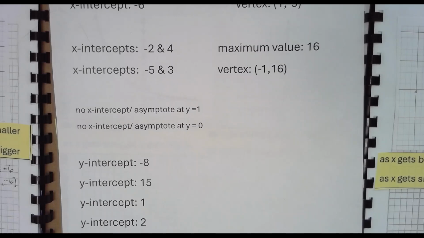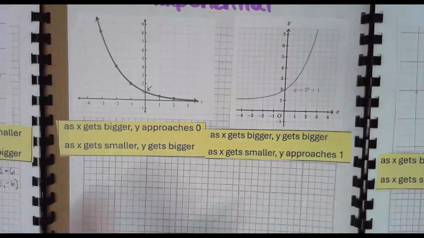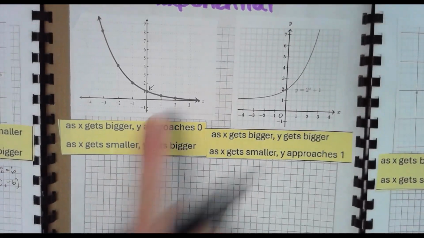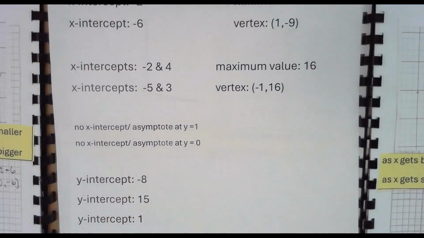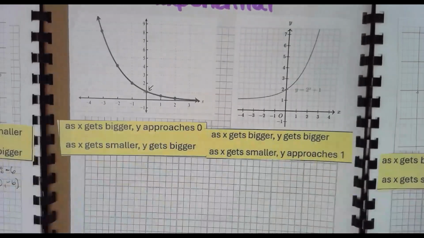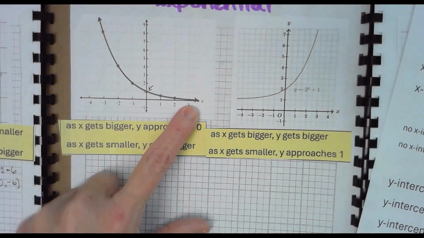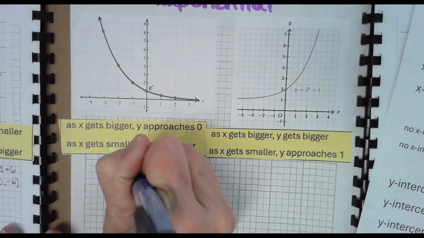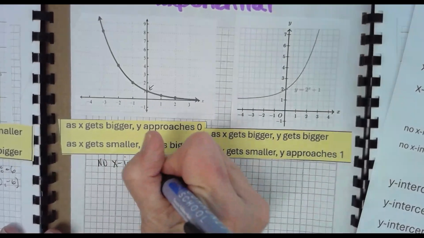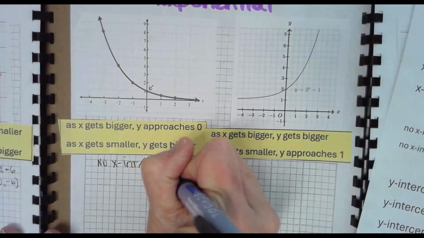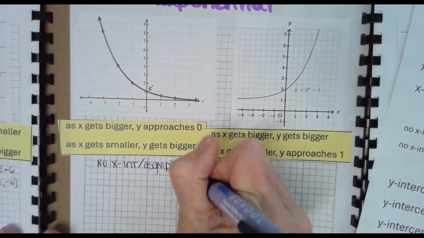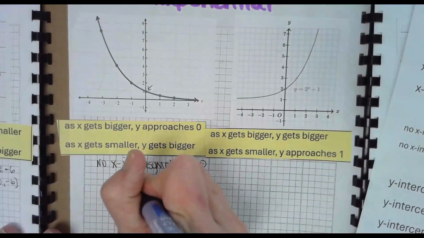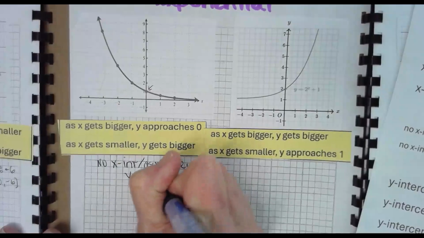No x-intercept, because y'all, if you look, does this cross the x-axis? No, it does not. No x-intercept, and which one goes with what? Well, the one that gets to 0 has an asymptote at y = 0. Notice this comes all the way down to 0. So no x-intercept, asymptote at y = 0. Y-intercept, we should be able to pull it right off the graph. It's at 1.